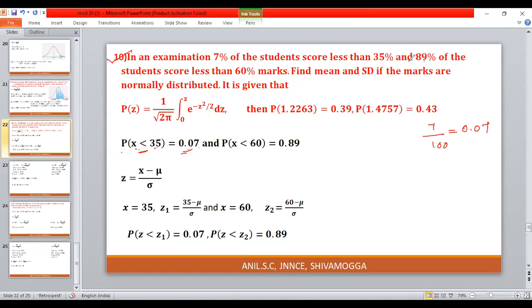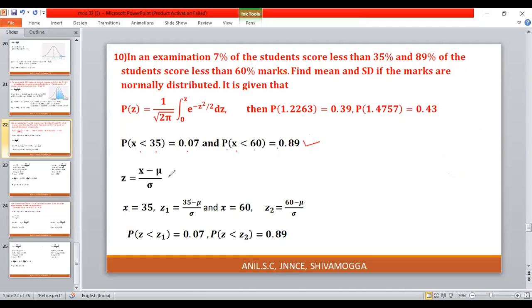Next, 89% of the students score less than 60%. Probability of the students scoring less than 60% is 89%. 89% means 89 divided by 100, which can be written as 0.89. This is the first statement, which I have written mathematically. P where x less than 35 is 0.07 and P where x less than 60 is 0.89.